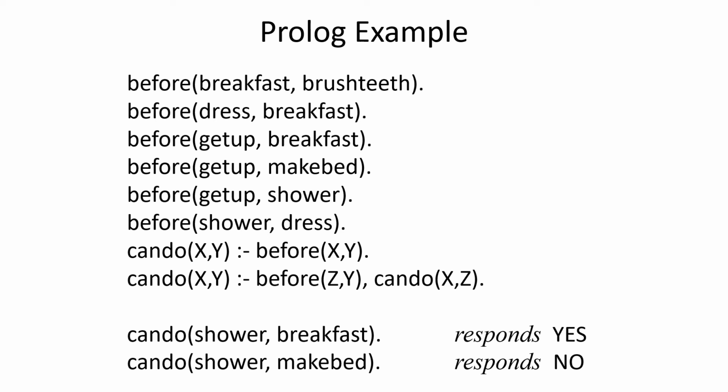And then there's the can-do functions at the bottom, which says, well, you can do X before Y if before X before Y is true. You can also do X before Y if Z, a variable Z, can be done before Y, and you can do X before Z, so that will chain them together. So if you ask Prolog, can you do shower before breakfast, it will respond yes, because you can do a shower before you dress, and then you can dress before breakfast, so they chain together.